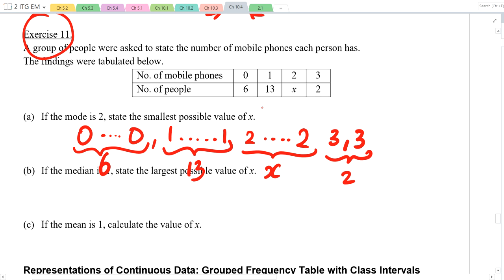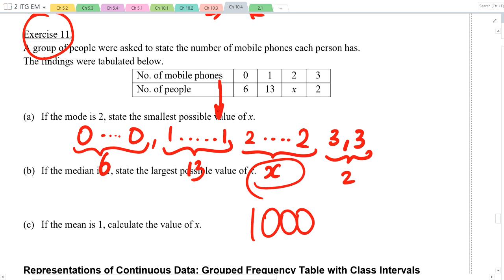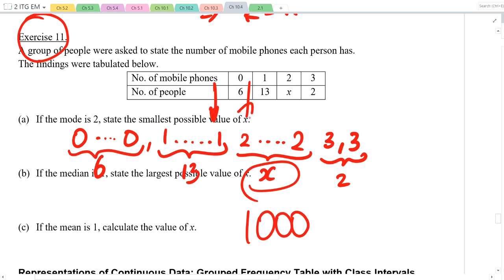Now let's imagine, what happens if x is a huge number? Let's say 1,000. There are 1,000 twos over there. Where will the median position be? Where will the median position be shifted to? Originally, it's somewhere here, right? If I got 1,000 people who have 2 phones, the median position will shift to the 2s, isn't it? Okay, then it will shift over here.